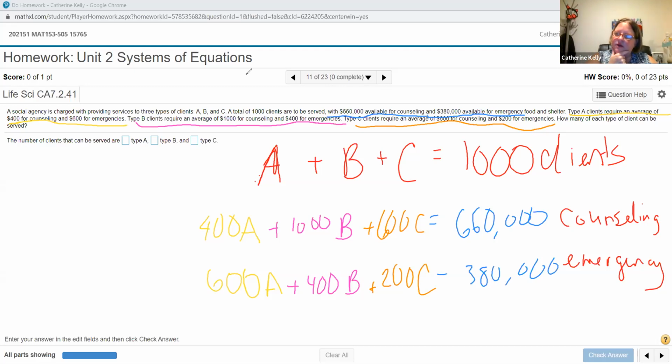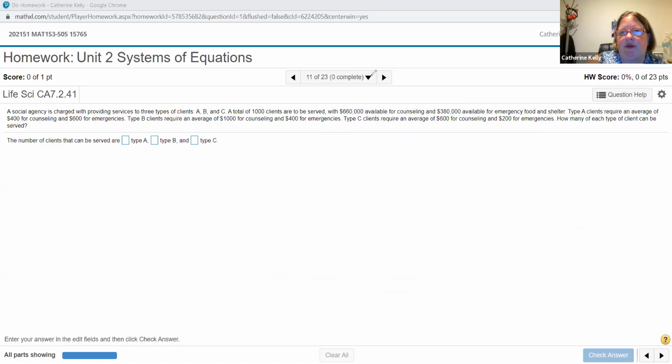You're going to put it in a calculator: 1, 1, 1, 1,000, 400, 1,600, 660. And then you'll find out how much is for type A, type B, and type C. Cool. Okay. Going to delete, and then I'm going to go to the next one. Let's see what we got.